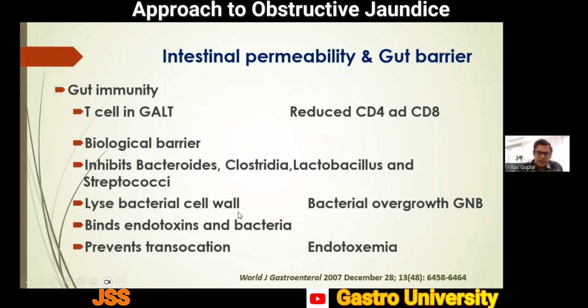So when the bile is not reaching the intestine, automatically bacterial overgrowth occurs, and this overgrowth is mainly gram-negative bacilli. And bile binds the endotoxin and bacteria, and it prevents the translocation of bacteria across the gut barrier. So in the absence of bile acids, bacterial translocation does occur.